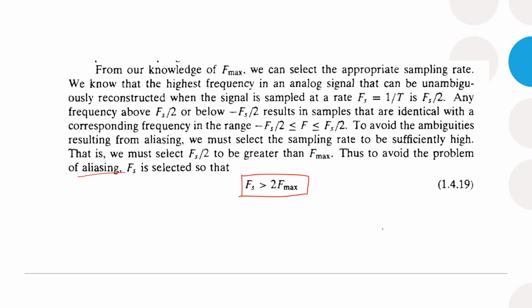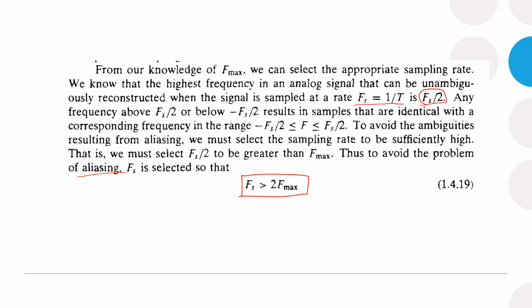We know that the highest frequency in an analog signal that can be unambiguously reconstructed when the signal is sampled at a rate of Fs is equal to 1/T, which is Fs/2. So any frequency above Fs/2 or below -Fs/2 results in samples that are identical with a corresponding frequency in the range -Fs/2 to Fs/2.